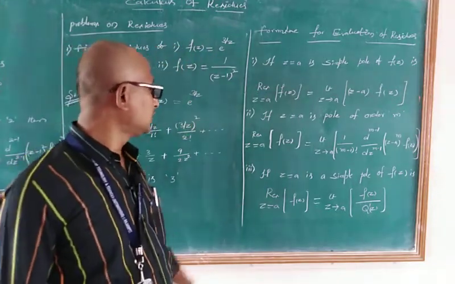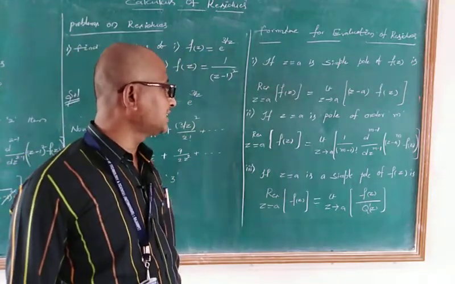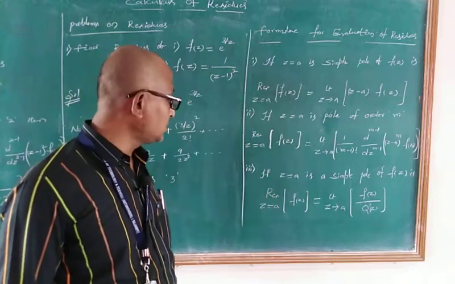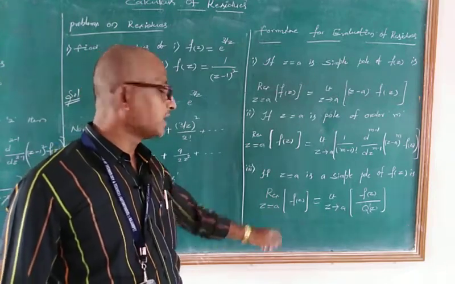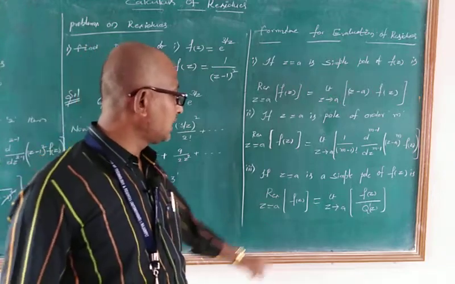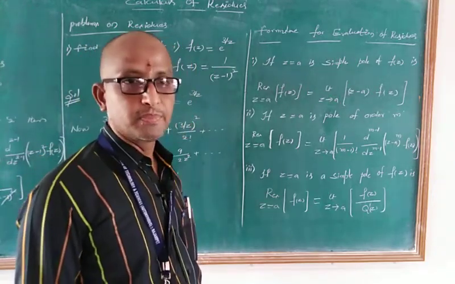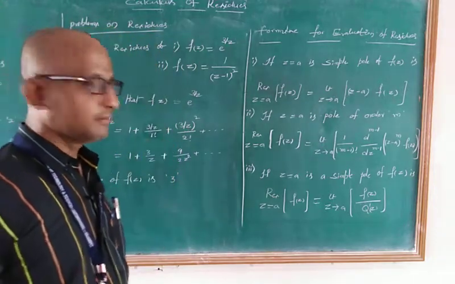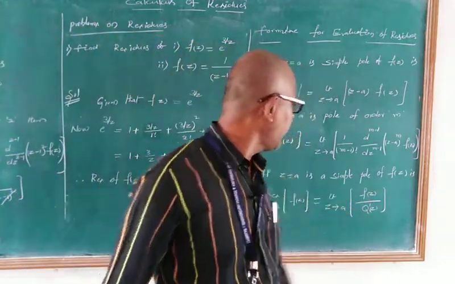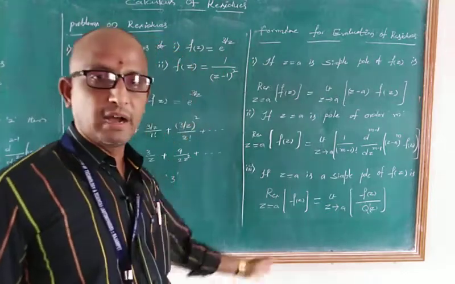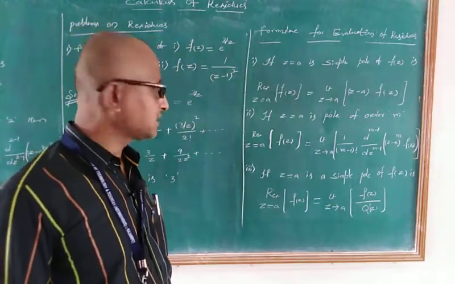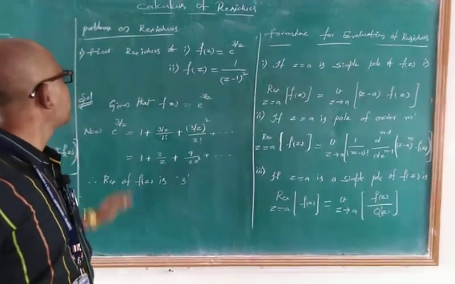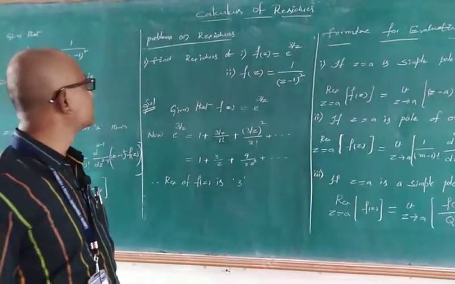Third one, if z = a is a simple pole of f(z), then residue at z = a of f(z) = limit z tends to a of p(z) / q'(z), meaning f(z) can be written as p(z) divided by q(z). Okay. The problems on residues.